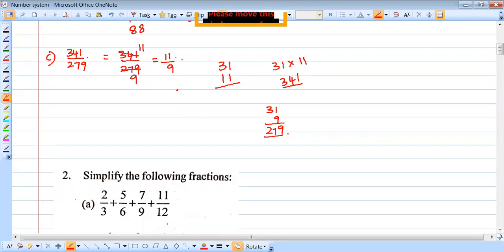But I can tell you one method. Dear boys, I can tell you one method: how do we find out that 31 is the common factor for both? Shall I teach you? It will be very interesting. Let me explain to you.